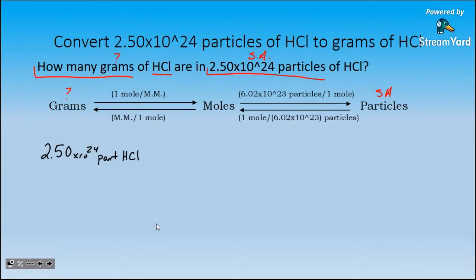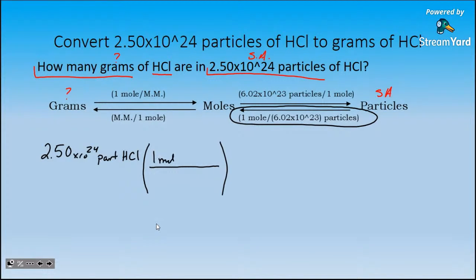HCl. And you might recall this question from the previous video where all we did was convert particles to moles. So I'm going to repeat that first step. And because I'm going particles to moles, I need the bottom portion of that roadmap, where it will be set up as 1 mole of HCl per 6.02 times 10 to the 23rd particles of HCl. And again, after that first step, those units of particles HCl will cancel and leave us with moles.